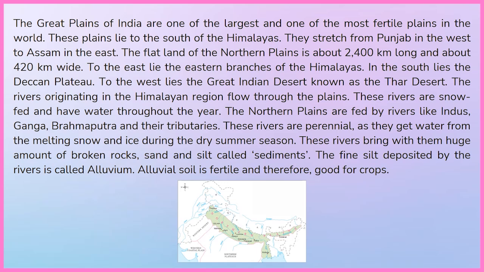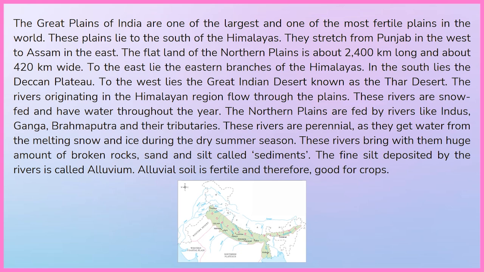The Great Plains of India are one of the largest and one of the most fertile plains in the world. These plains lie to the south of the Himalayas. They stretch from Punjab in the west to Assam in the east. The flat land of the northern plains is about 2,400 kilometers long and about 420 kilometers wide.